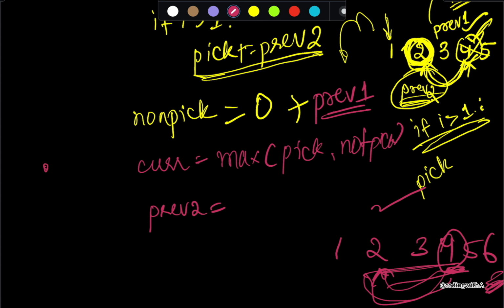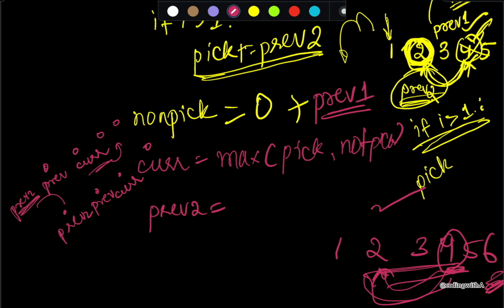So if there are 4 elements like this, now this was previous 2, this was previous, and this is current. Now in the next iteration, whether or not you pick it, this current moves here. So this is current, now this is previous, and this is previous of 2. Now previous of 2 became previous, and the previous here became the current. So previous is equal to current.